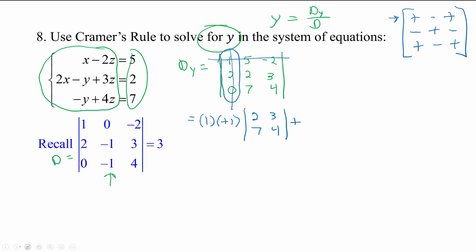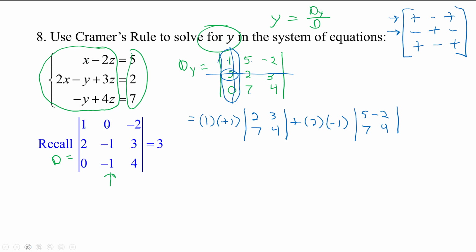And we move on to the number in the first column, the second row. So now we're looking at the number 2 here. So we're going to have plus 2 times, that 2 is in a negative position. So we multiply 2 times negative 1 times the determinant of the matrix we get by ignoring the row and the column with that 2 in it, which would be 5, negative 2 in the first row, and 7, 4 in the second row.